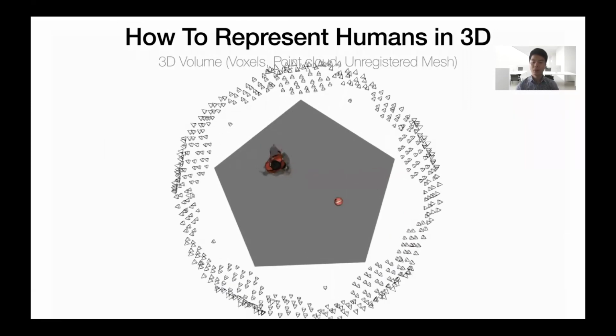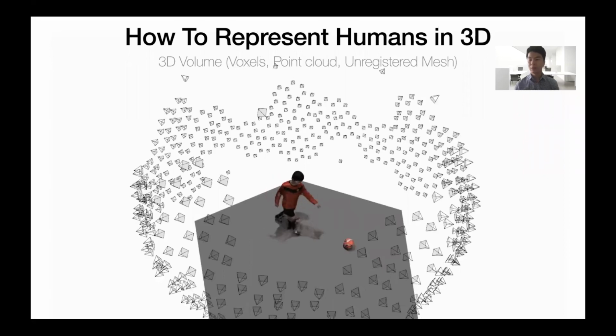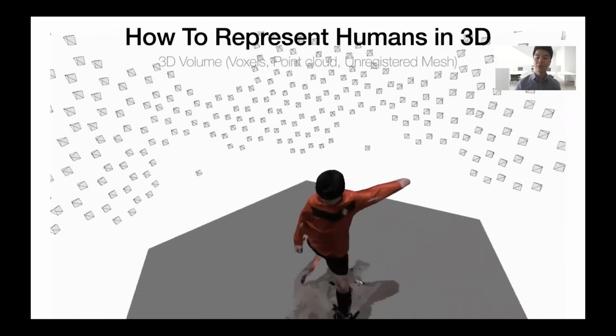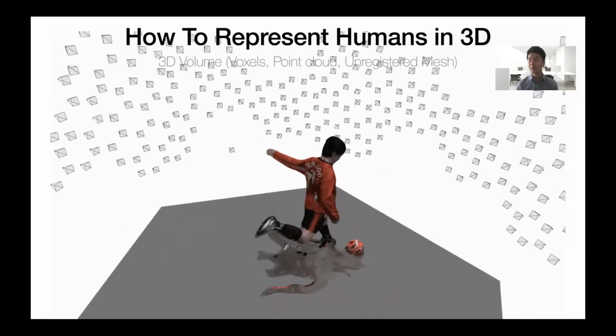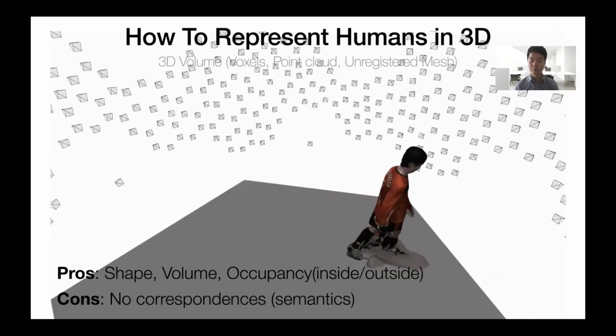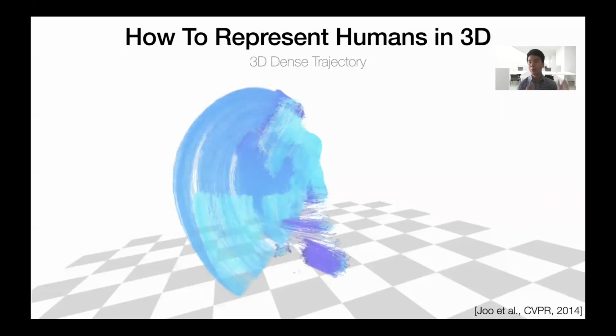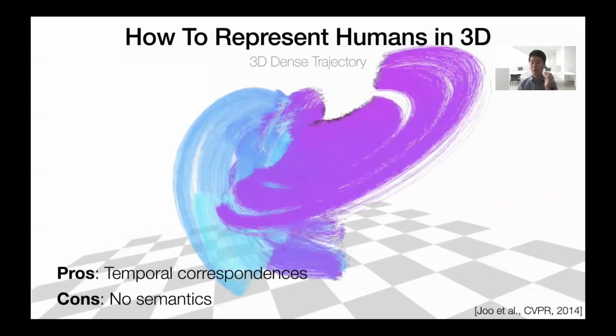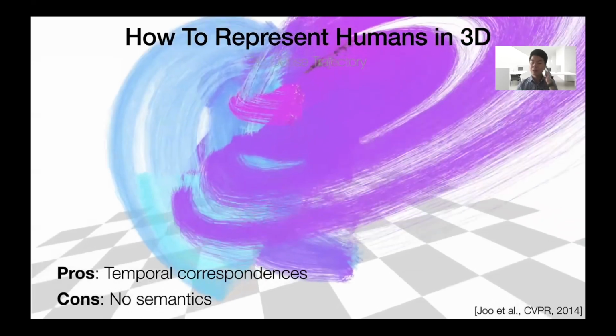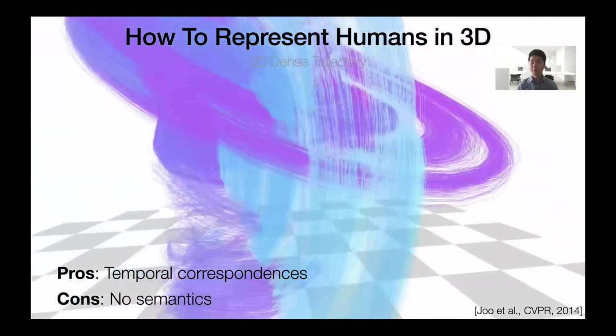The first representation we can consider in 3D is the 3D volume or 3D voxel representation, where we have some occupancy information for each voxel location. This representation has a shape which can be close to the target person. However, it doesn't have any correspondence information, so it doesn't have any temporal correspondence or correspondence across people. Dense trajectory information can have temporal information by tracking one individual point over time. However, still it doesn't have any semantic information.